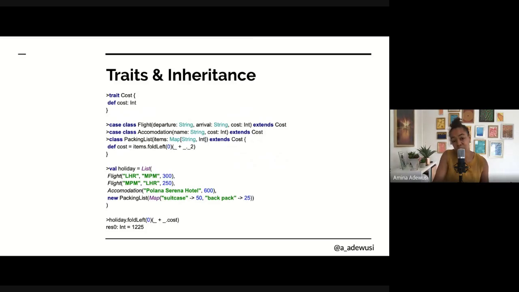Traits are really helpful because it means that all of these different classes can benefit from the same method. This becomes particularly helpful when we want to modularize our code because we can extend more than one trait on a class. We can therefore design different functionalities and plug them into our classes as we like. In this example, we test this by creating a list called holiday made up of our 3 different classes, and we're able to use the cost trait to sum all the different costs across these classes, giving us the value 1225.